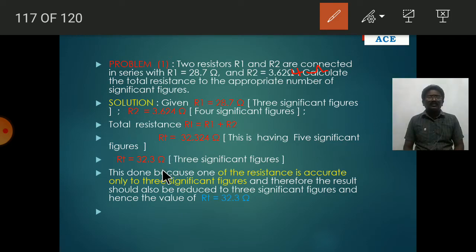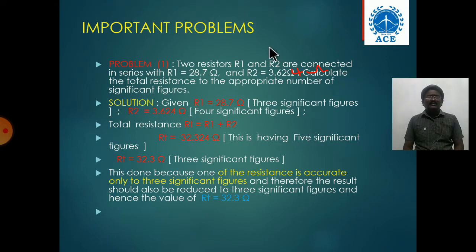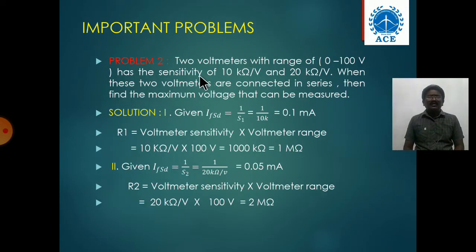So now you have to show our value clearly and sharply. That's why we are taking our total resistance as 32.3 ohms instead of 32.324. So now this has 3 significant figures. So this is the idea about significant figures. So next, I will explain one more problem.